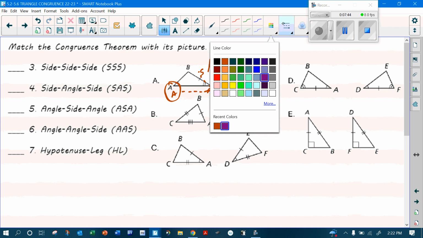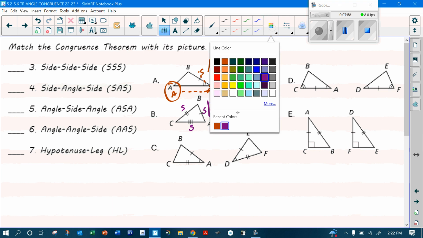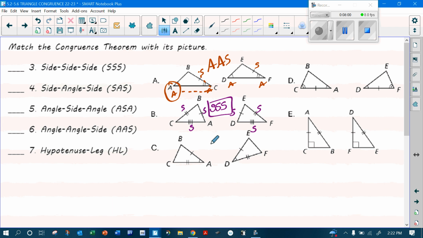So let me switch up colors a little bit. So this one here, I've got side, a side, a side, and then these 3 sides. So these two are going to be congruent by side, side, side. All right. Here I've got side, angle, side, side, angle, side.